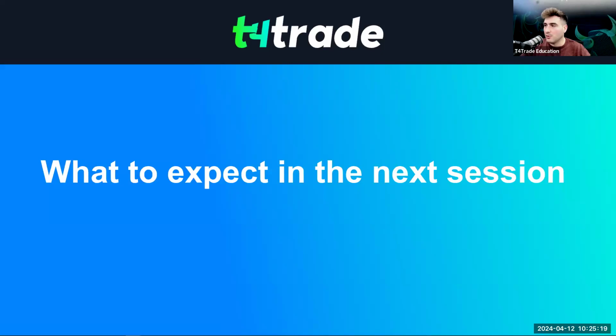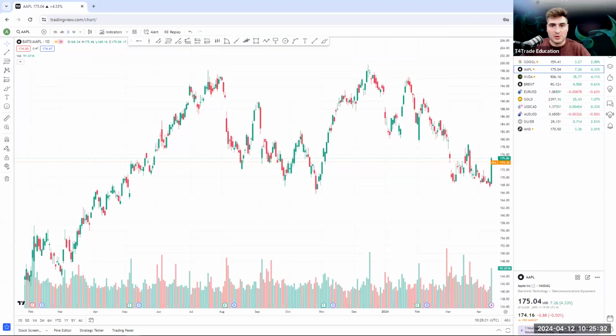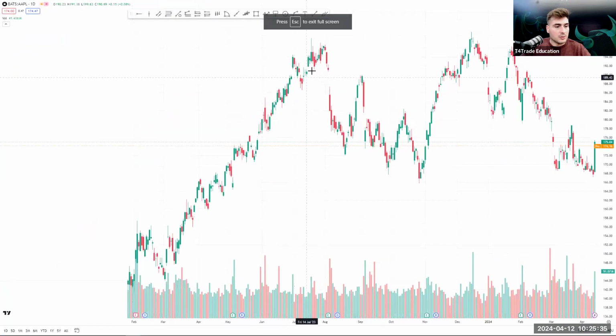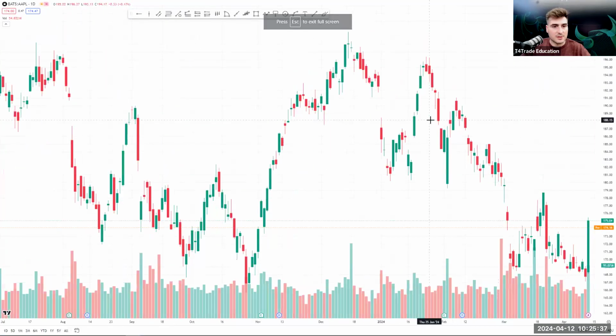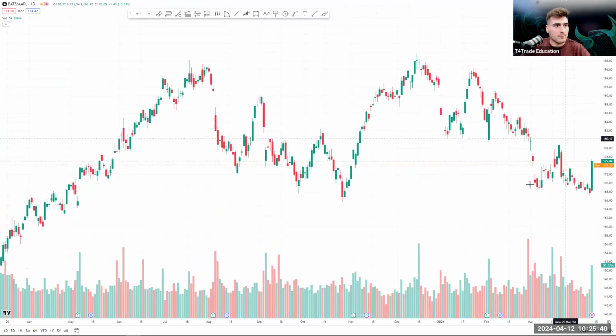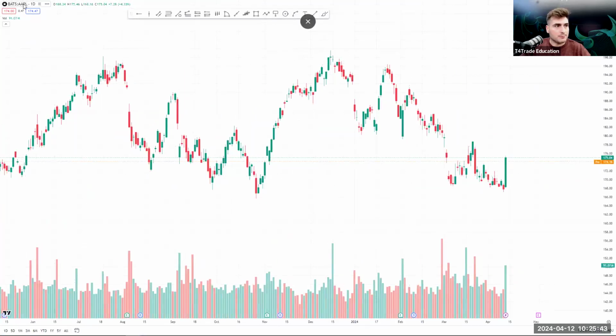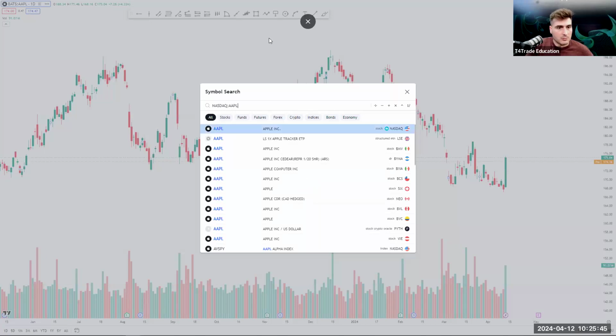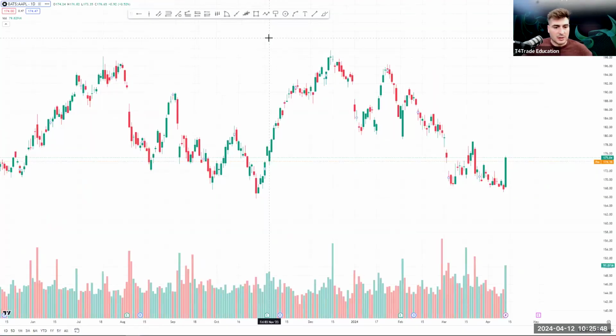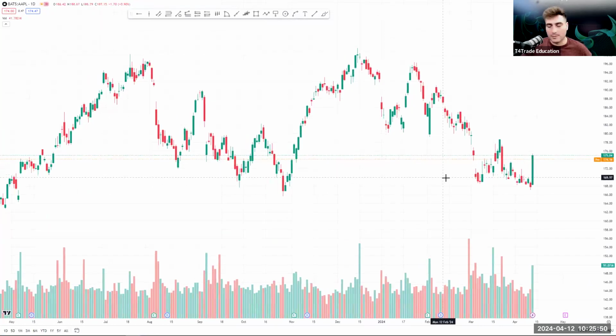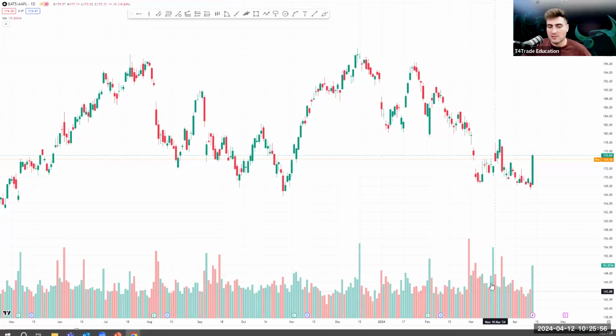Give me a few moments to bring up a chart. What do we have here? Let me see. Okay, hopefully you can see the chart. We have in front of us Apple, AAPL, NASDAQ. Let's stick with Apple. And you can see this is a blank kind of chart. The only thing it has on top of it is volume.